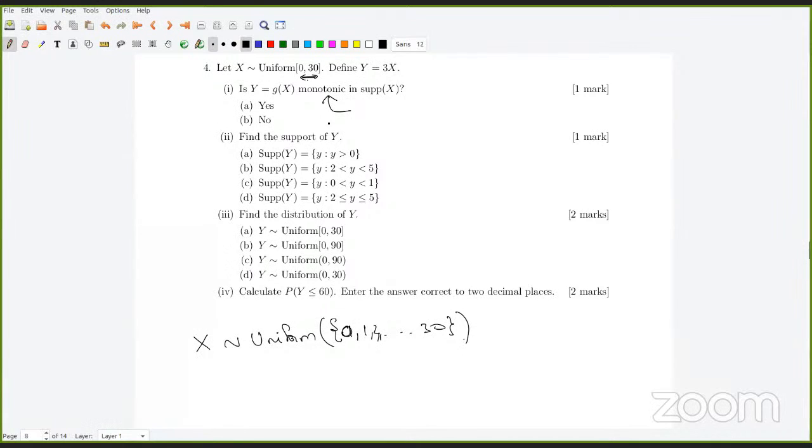Okay, so how to answer this particular question? Is it monotonic in the support of x? Yes, it is monotonic. But how? Can we make a graph? Just draw the graph of y is equal to 3x. It will be something like this.